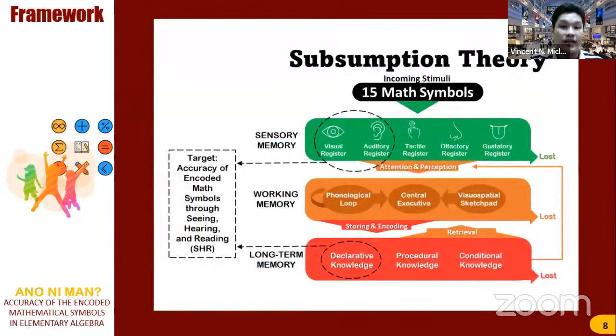Our second theory, or the second framework of our study, is Ausubel's subsumption theory, which is more of a detailed version of the IPM, or the information processing model.